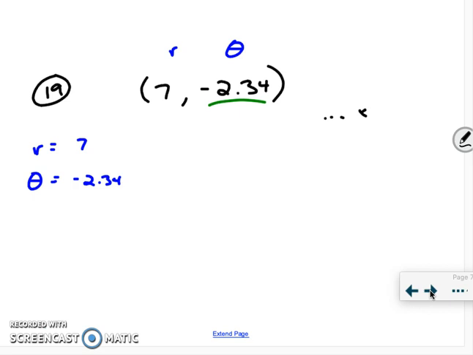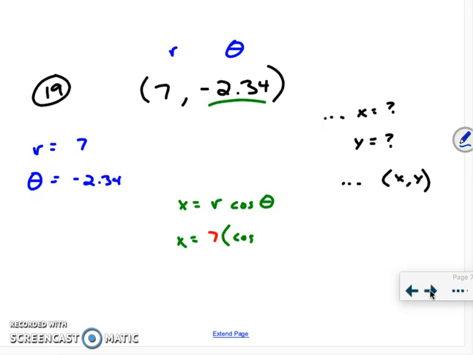Again, my job is to figure out what x and y are equal to, because we're going to get an answer in x, y, rectangular coordinate form. So luckily we have conversion formulas. We know that x is equal to r cosine theta. So if we do substitution, r is 7 times the cosine of theta, which is negative 2.34. As long as my calculator's in radians, this should be an easy problem if your calculator is set up properly. What do we end up getting there for x, please? 4.87? Yeah. Sound about right?